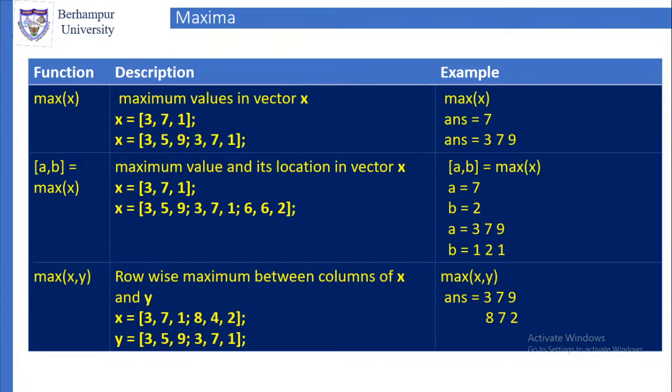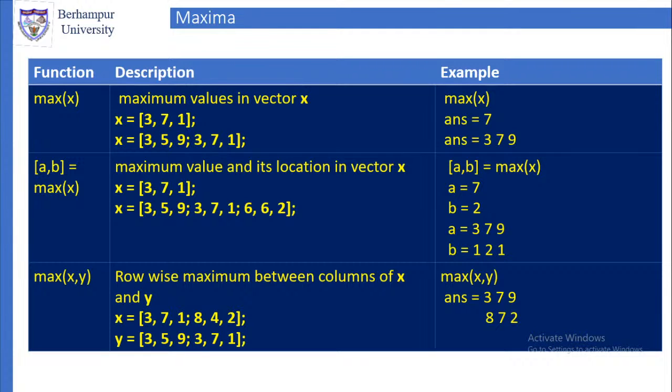Now 6 occurs in the third element, so that is 3. Then 7 occurs in the second element, so B is equal to 2 for that one. Then 9 occurs in the first element. Therefore that is 1. So B is equal to 3, 2, 1.